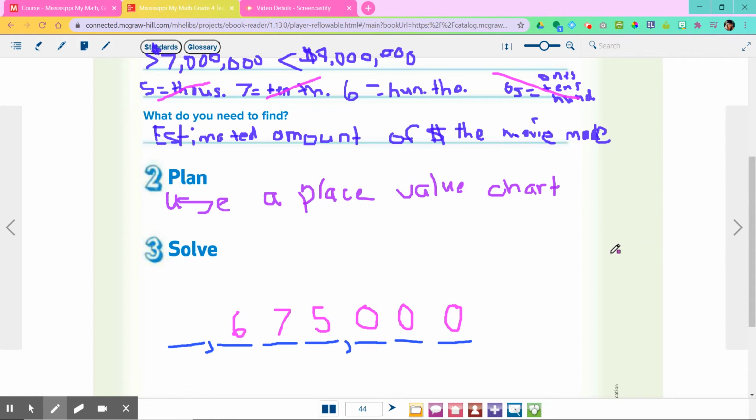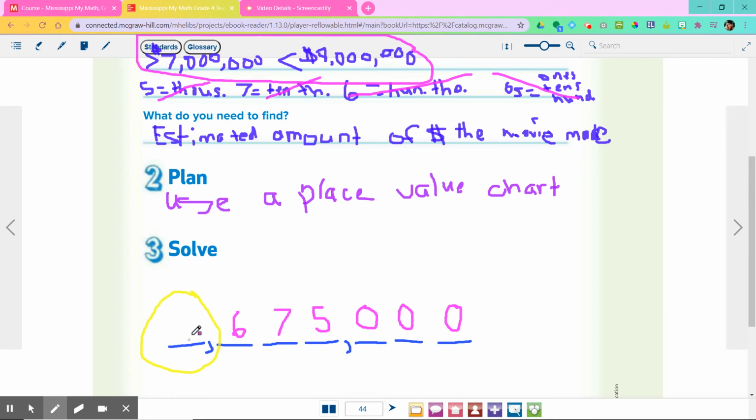All right, but it kind of leaves us hanging. It doesn't tell us what number needs to go in my million spot. So I know that the problem has to give me enough information to solve. So let's think about this. The only other information that I have is this, right there. It has to be greater than 7 million, but less than 8 million.